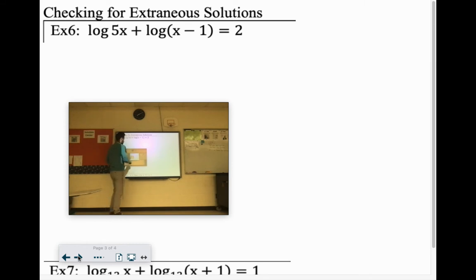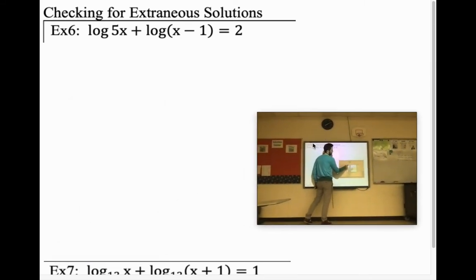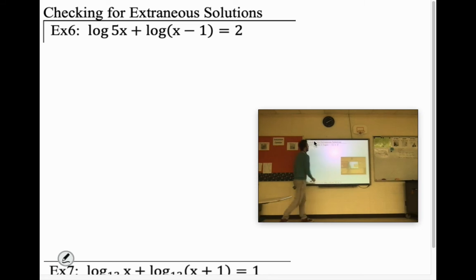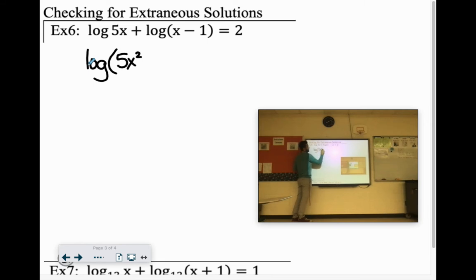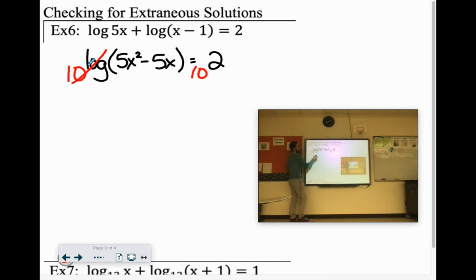Here is the one where we're going to have to actually worry about some extraneous solutions when we substitute it back. So if we were to bring this together, there's addition between them, so that means we're going to multiply this. So if we multiply 5x times x, we get 5x squared. 5x times -1 is -5x. And if we exponentiate here, we drop in a base 10 because there's an invisible 10 there. These cancel, so we're left with 5x squared minus 5x equals 10 squared, which is 100.